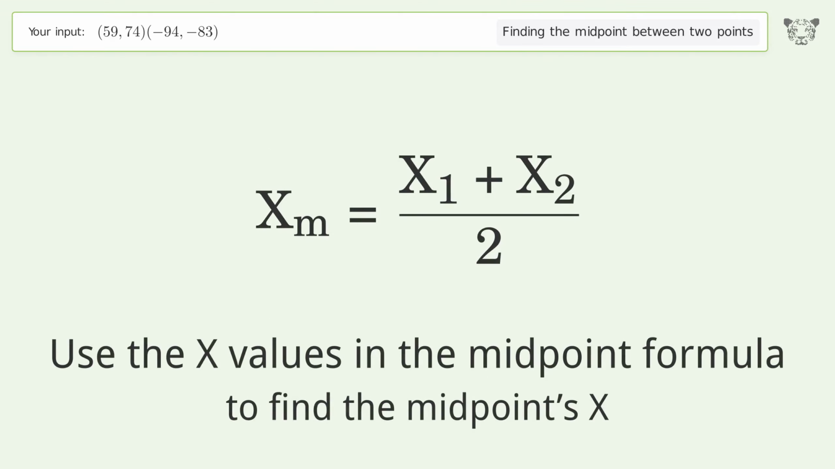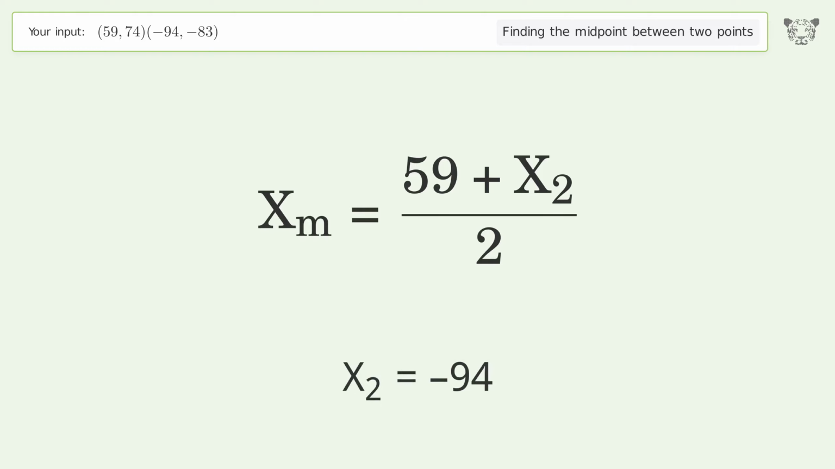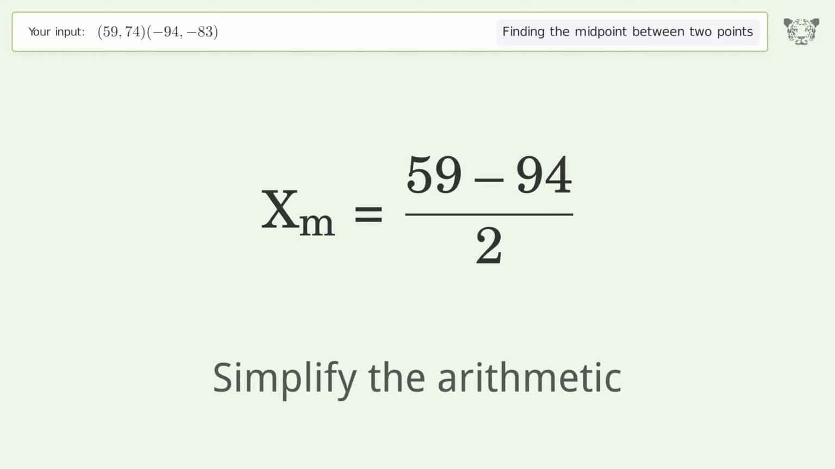Use the x values in the midpoint formula to find the midpoint's x. x1 equals 59. x2 equals -94. Simplify the arithmetic.